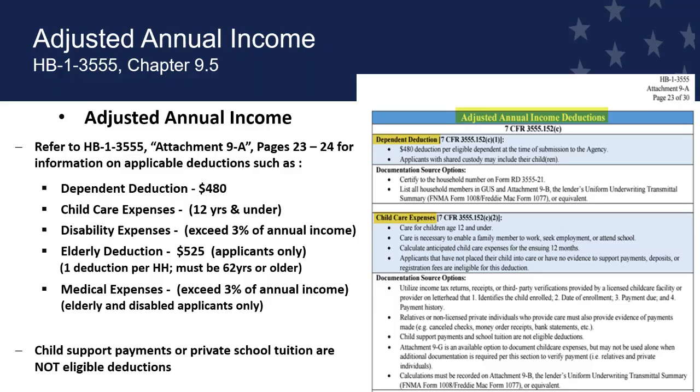Remember, using deductions is not required. So if your household clearly falls below the income limits, you don't need to apply them. In that scenario, your annual and adjusted annual income will be the same amount. If you do choose to apply any of the deductions, then it must be documented and the adjusted annual income must be calculated accordingly. And just a reminder that child support and private school tuition are not authorized deductions.